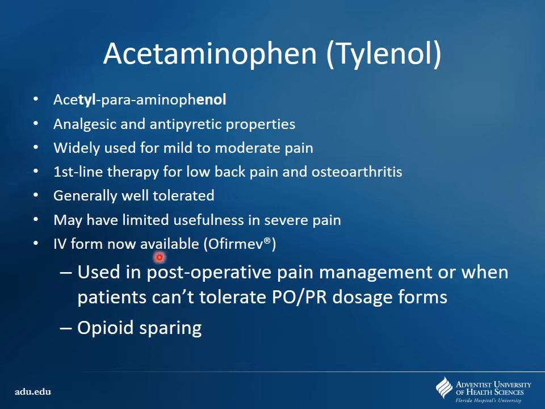We have a good IV form that's available, so you may see this, especially in the surgical world. It's called Ofirmev, and we're actually seeing that it's good for patients who can't tolerate oral or rectal medications, and then it's good for its opioid sparing effects. And so what do you think I mean when I say opioid sparing? You just have to use less opioids, right?